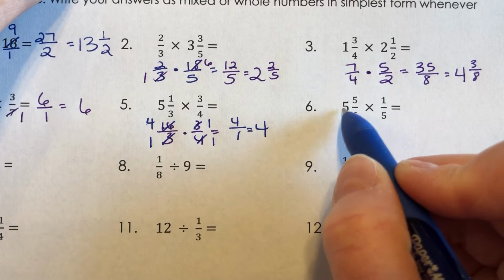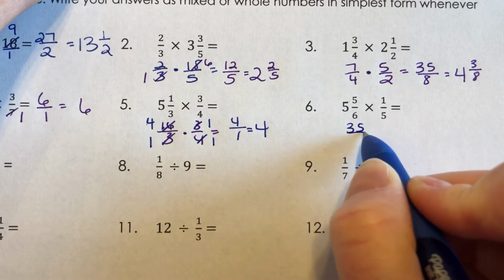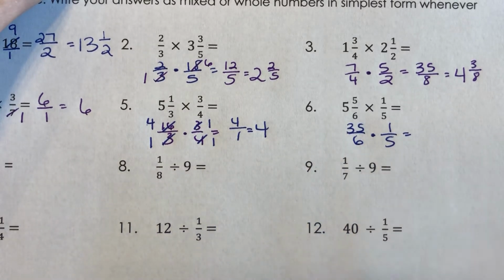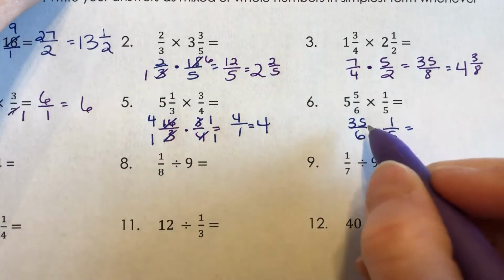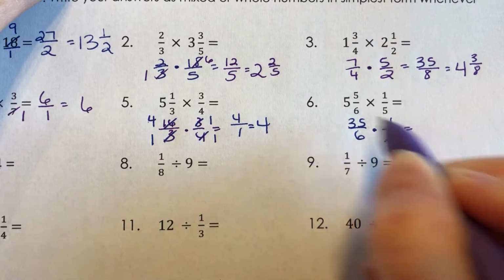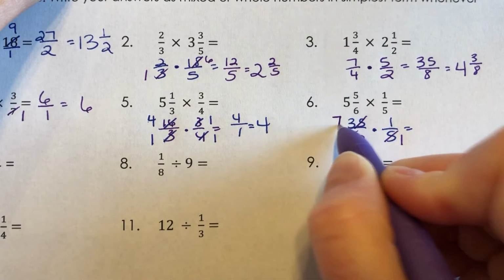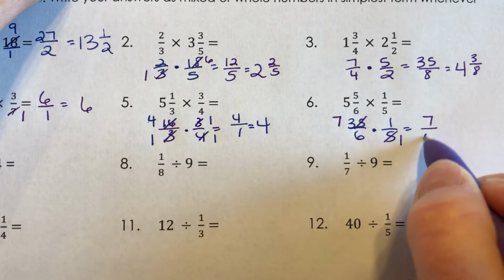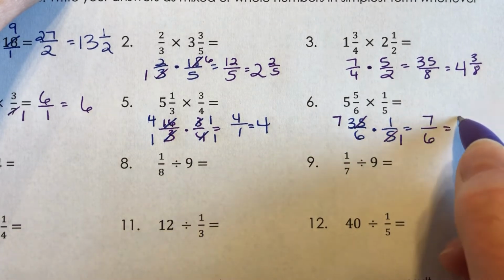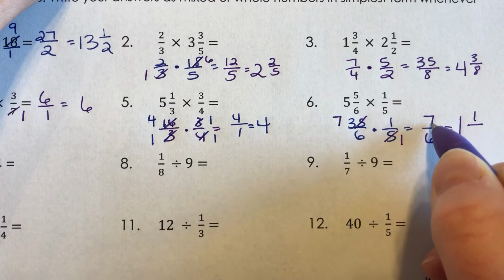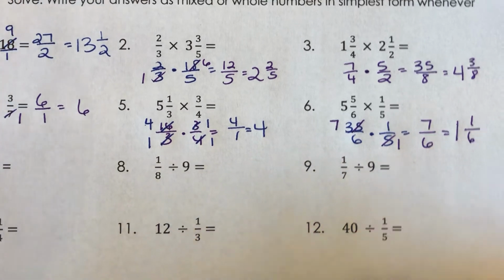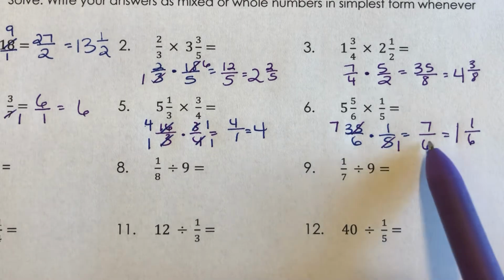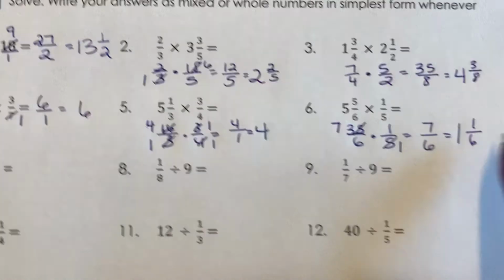All right, number 6, let's change this to an improper fraction. 6 times 5 is 30, plus 5 is 35/6 times 1/5. And now, yes, I can definitely cross simplify here. 5 goes into 5 once, 5 goes into 35 7 times. So 7 times 1 is 7, 6 times 1 is 6, and 6 goes into 7 one time with 1 left over to get to that 7 out of 6. So 1 and 1/6. And again, for all of these, if you didn't cross simplify, it's fine. You just end up having to simplify at the end instead.